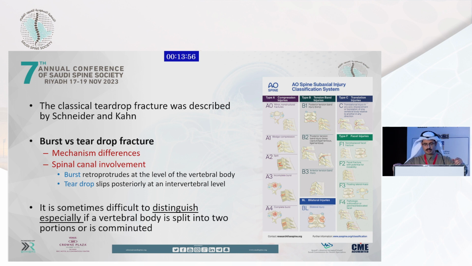Regarding the spinal canal involvement, in the burst fractures we see retrobulging of the fracture fragments exactly at the level of the vertebral body, whereas the teardrop slips posteriorly just at the intervertebral level. So it slips slightly posterior and below to reach the spinal canal. However, it is still sometimes difficult to distinguish, especially if the vertebral body splits or has accumulated fractures. However, the philosophy of management is still the same for both types.